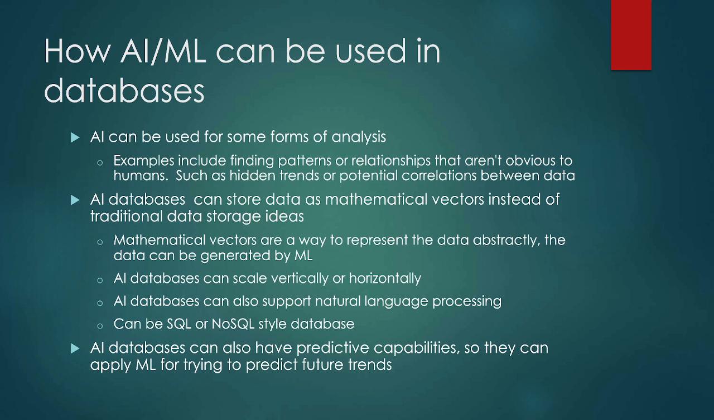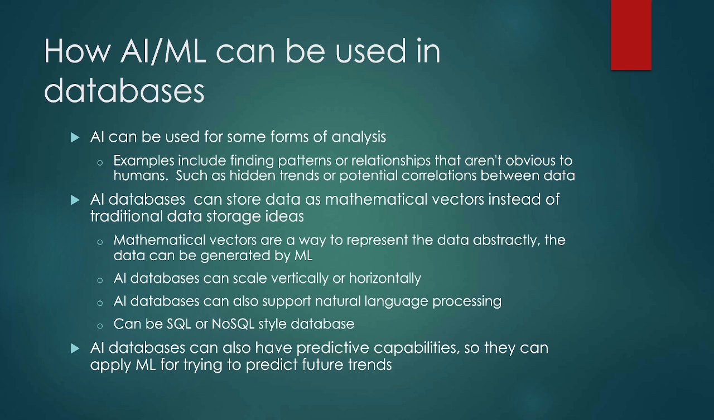Now, obviously, you can see where this might end up having some problems as well, but it is possible to have databases that can fill in missing data, fix what might be considered an outlier, and sort of smooth the data out. AI databases can actually be scaled vertically or horizontally. So more power can be added to the servers that are being used, or more servers can be used.